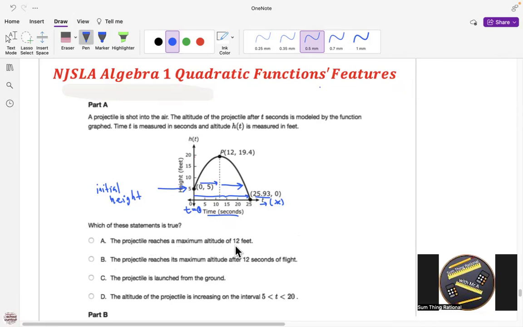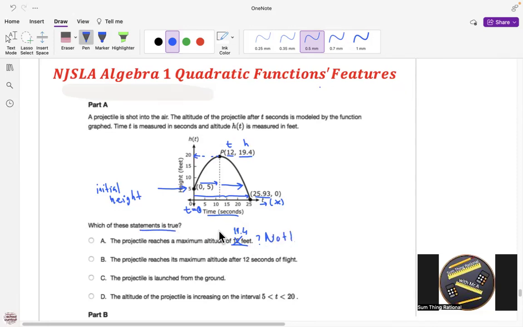Option A: the projectile reaches a maximum altitude of 12 feet. What do you think about that? Definitely not. Actually, 12 is the time, meaning after 12 seconds it reaches maximum height. So this is time, which is t, and this is height. The height of the projectile is almost closer to 20, but as an exact value it is 19.4 feet, not 12. So this answer is not true.